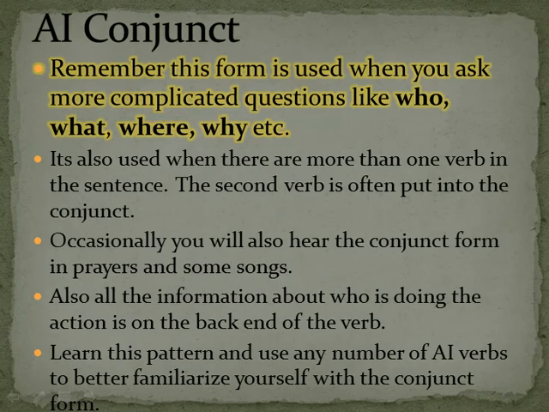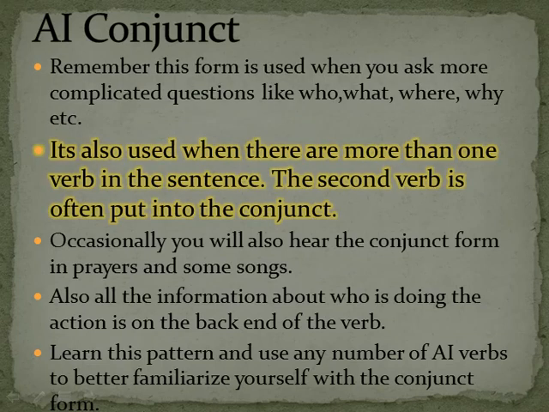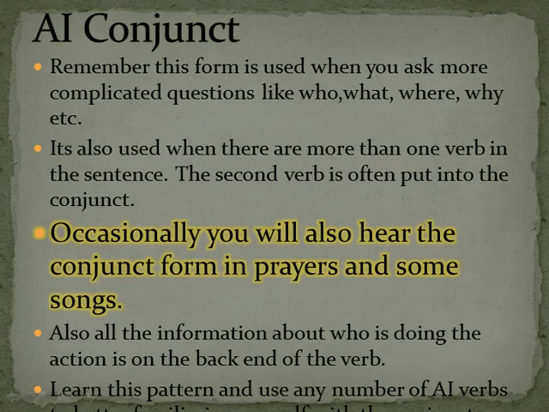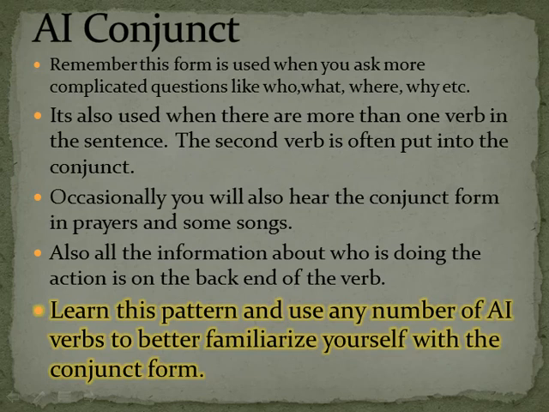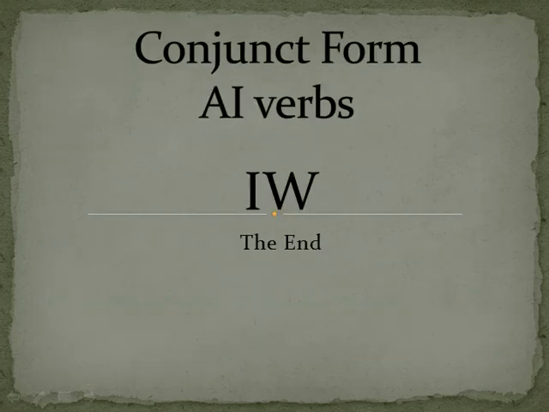Remember, this form is used, like I said, when you ask more complicated questions like who, what, when, where, why. It's also used when there is more than one verb in the sentence. The second verb is often put into the conjunct. Occasionally, you'll also hear the conjunct form in prayers and some songs. Also, all the information about who is doing the action is in the back end of the verb. Learn this pattern, like I said before, and you can use any number of AI verbs to better familiarize yourself with the conjunct form. So, get to practicing.